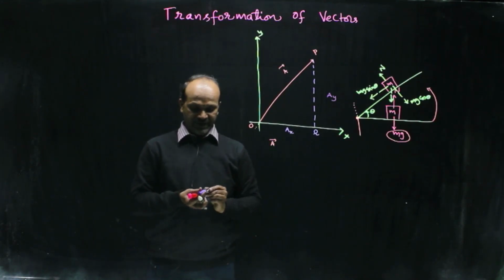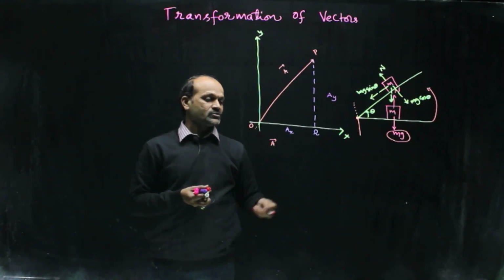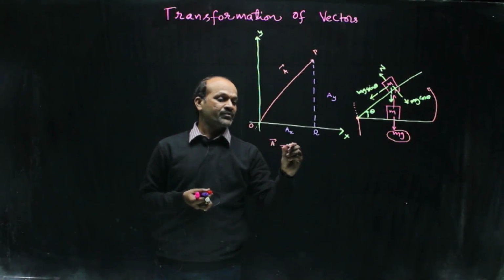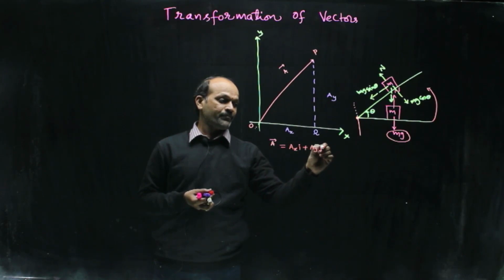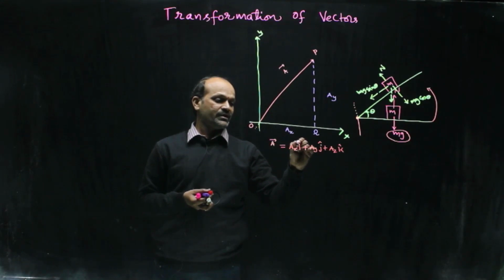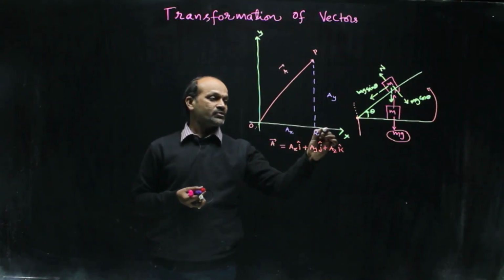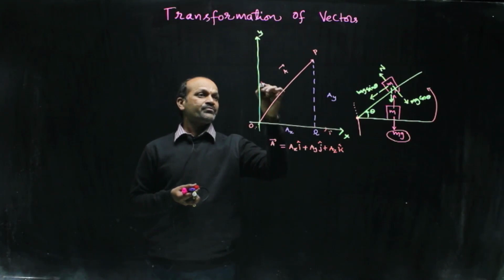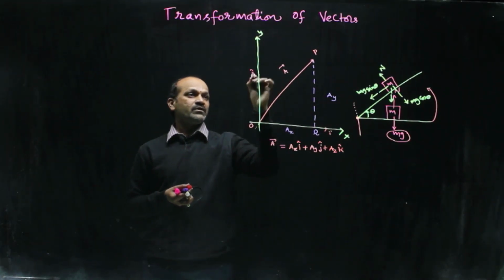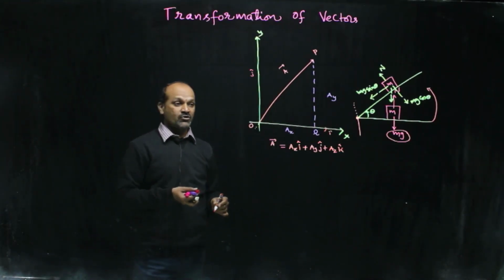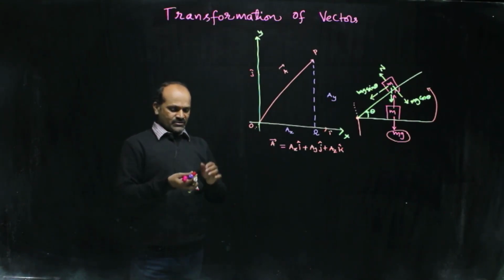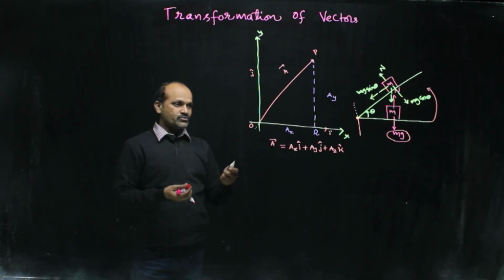So, the vector a bar can be written as Ax i plus Ay j plus Az k. You can keep the caps if you want. i cap is the unit vector along the x axis, j cap is the unit vector along the y axis, and k cap is the unit vector along the z axis. This is a simple phenomenon, you do not have any complexity here.